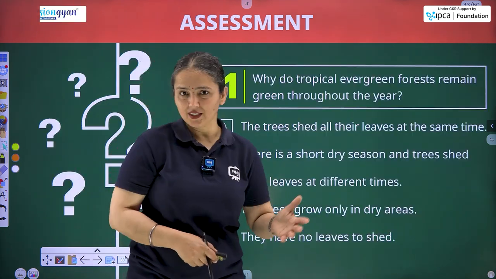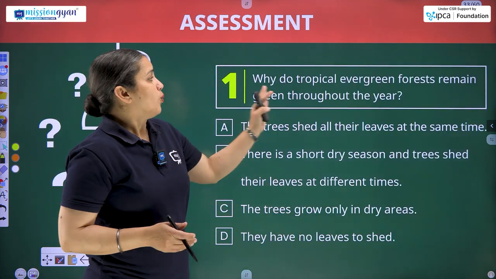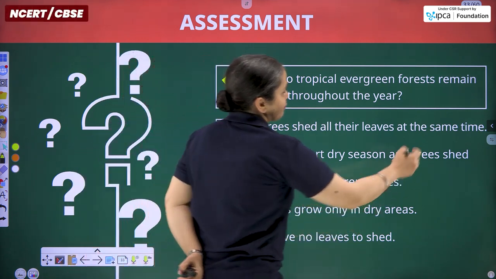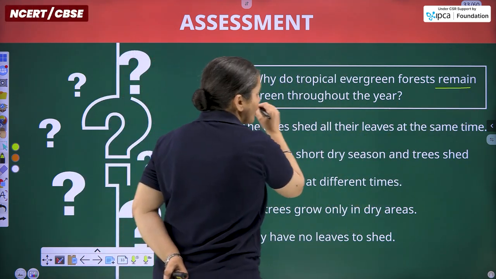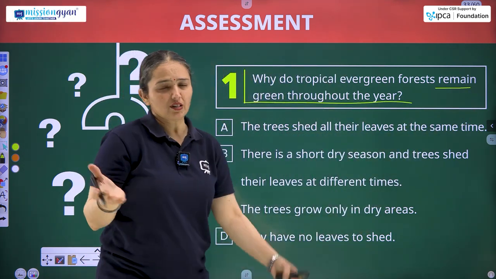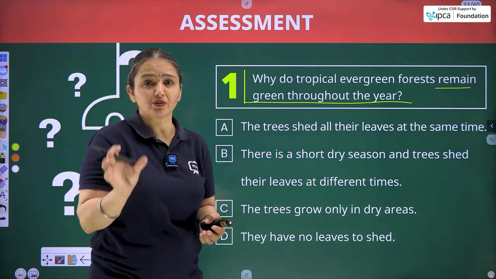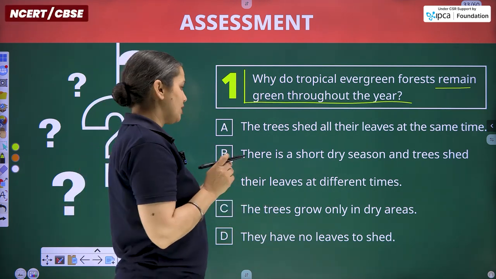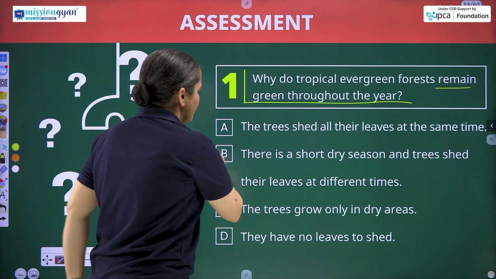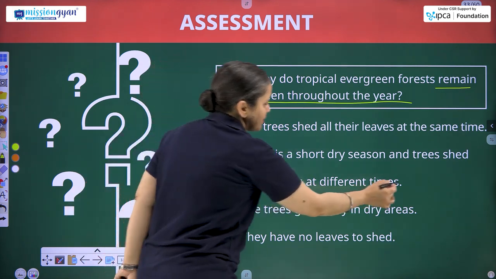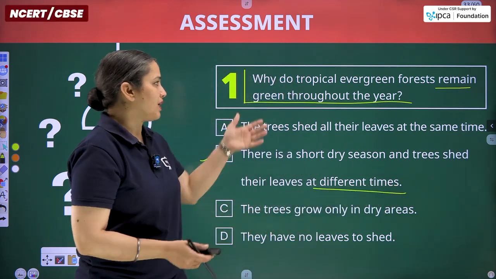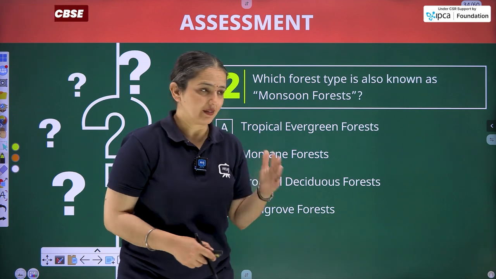Let's recall the entire discussed part. Why do tropical evergreen forests remain green throughout the year? Because they don't shed their leaves altogether because of the short summer duration as well. So, there is a short dry season and trees shed their leaves at different times. So, it appears to remain green throughout the year.